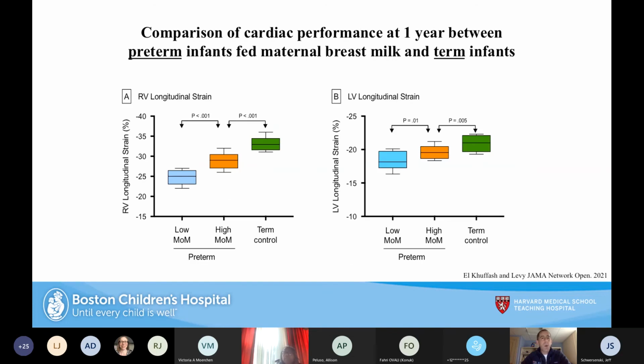Interestingly enough, when we compare this to the term population and broke the cohorts into high and low breast milk exposure based on the 28-day mark, we found that babies who received higher amounts of breast milk, highlighted in orange, both for right ventricular function in figure A and left ventricular function in figure B, had enhanced cardiac function at 1 year of age that approached those of almost near term. So it's almost as if it is normalizing the extreme cardiac phenotypes of prematurity.